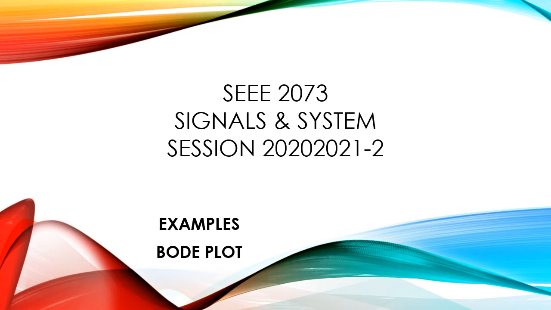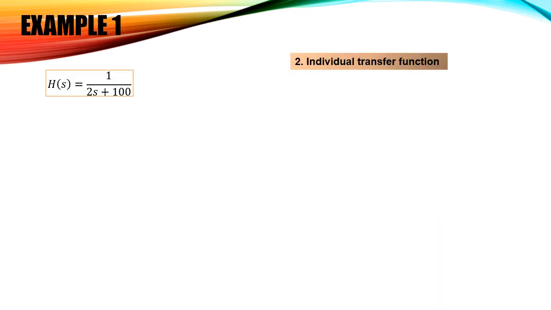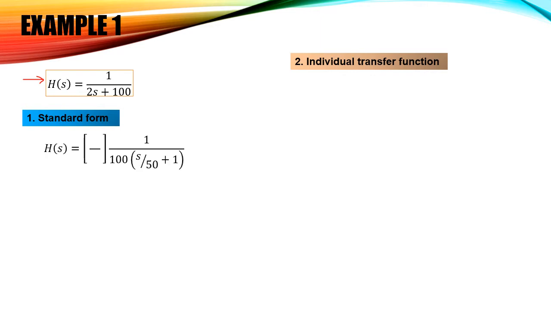So let's have a look at a few examples on Bode plot. The first one, let's have a look at a transfer function given by this equation. In order to plot a Bode plot, first you need to write down the equation into a standard form, in which you need to have the constant and also the component with s outside or inside the bracket. So this is for the constant k naught.